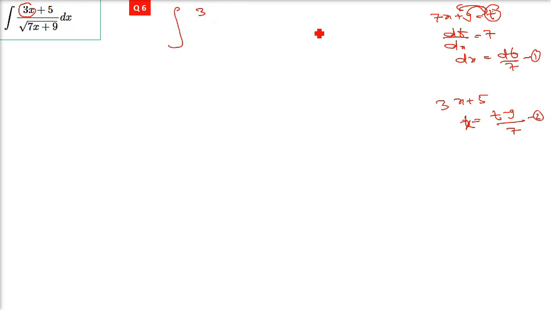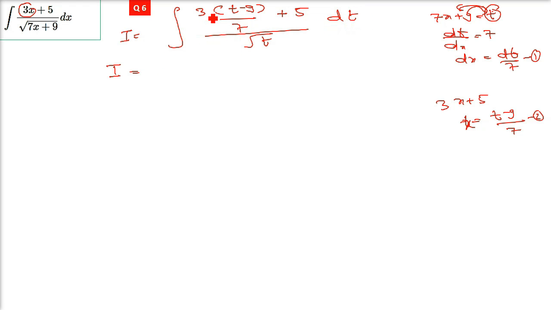So this is 3x plus 5. Let me write this (t minus 9) by 7 directly here. We have a 5 also here, plus 5. In the denominator, it's under root 7x plus 9. So we have already chosen 7x plus 9 as t. And this is dt. And now remember, this dt will not be only dt, so I'll just include that 7 in a bit. Now let me just resolve this what we have got, and then we'll go to that dx equals dt by 7. So I'm just separating all of these.